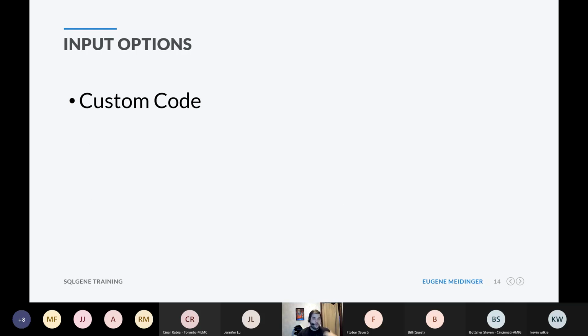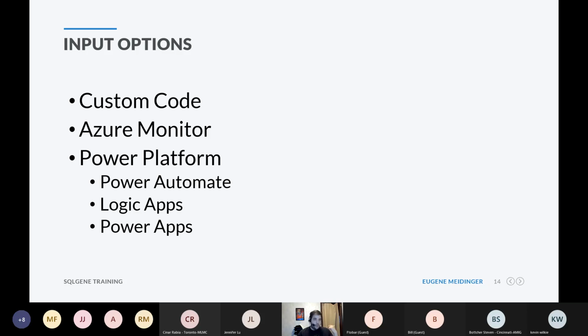Some input options. Usually by default, you're going to be writing custom code, but there's integrations with things like Azure Monitor. There's a connector for the Power Platform, so Power Automate, Logic Apps, Power Apps. And there's Azure Event Grid, which is designed to have a bunch of connectors and can actually both read and write to Azure Event Hubs.